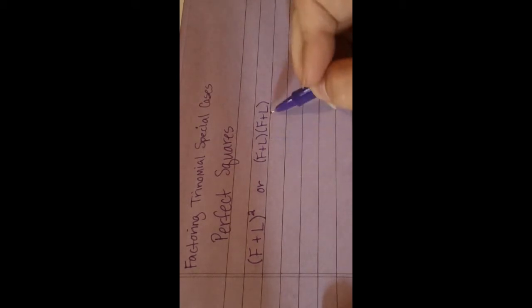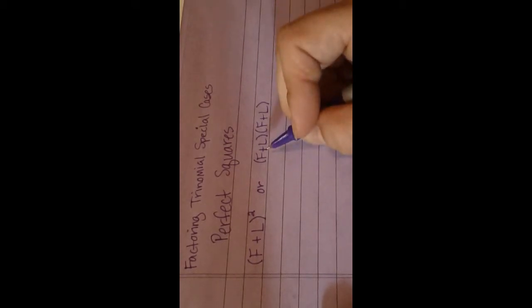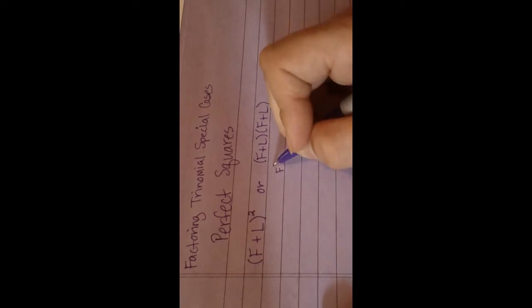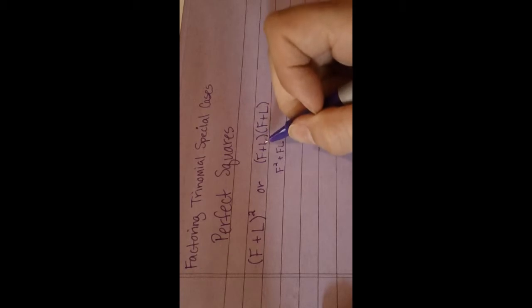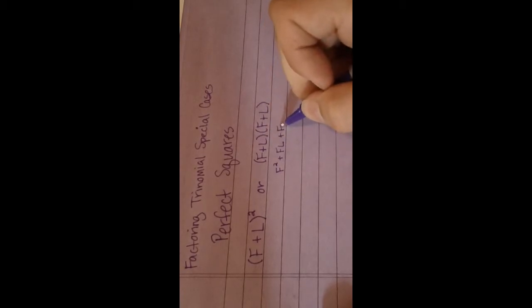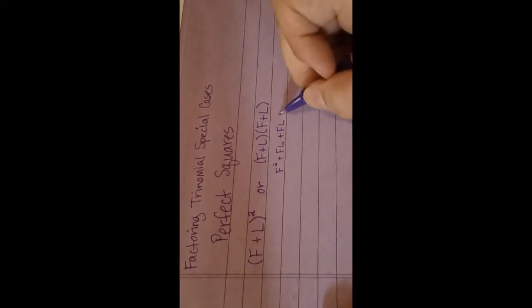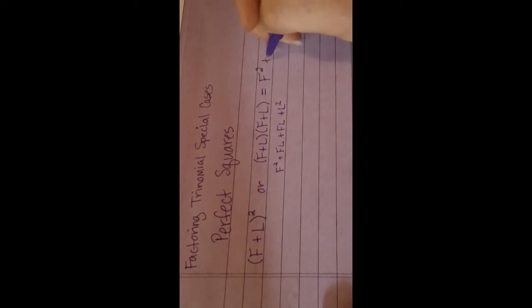So let's look at what happens when we FOIL F plus L times F plus L. We would have first times first, F squared, outside times outside, plus FL, inside times inside, plus FL, and last times last, plus L squared. So what we get is F squared plus 2FL plus L squared. This is what's called a perfect square.